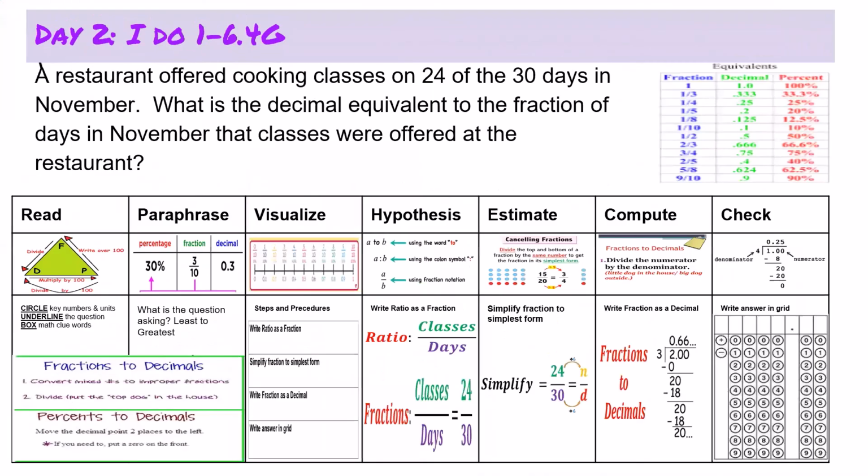Now let's just check over our work real quick. My expectation for students today is to write a ratio as a fraction, simplify the fraction to the simplest form, write the fraction as a decimal, and then write the answer in the griddable.